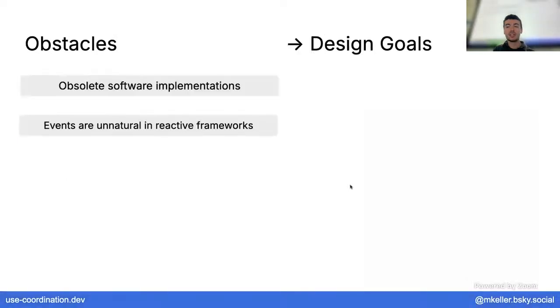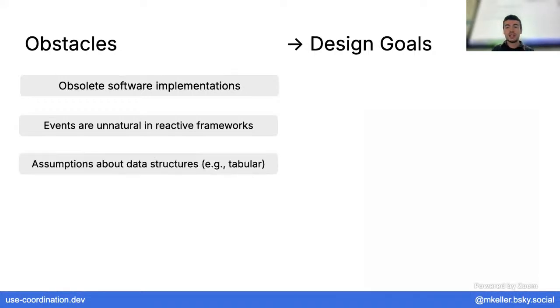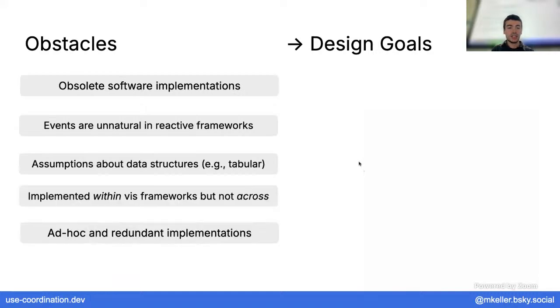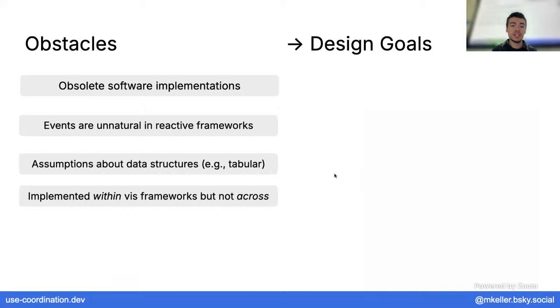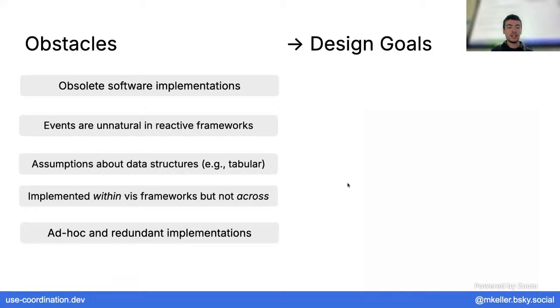Another obstacle here is that a lot of these implementations use event-based mechanisms, which are not very natural in the modern user interface development frameworks that are popular today. There are sometimes assumptions about data being tabular, which we know is not always the case. You might have, of course, images or networks that you want to coordinate. Sometimes there's coordinated multiple views implemented within a visualization framework, but this presents challenges when you want to coordinate across different frameworks. And often a visual analytics system developer might implement their own coordinated multiple views setup, but this can be redundant.